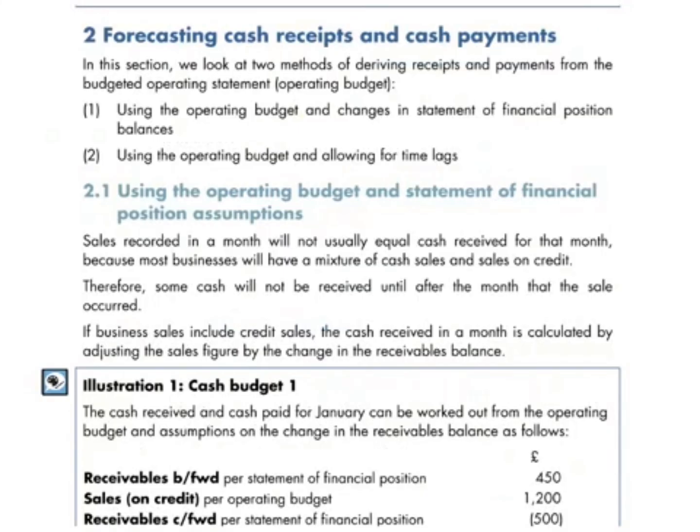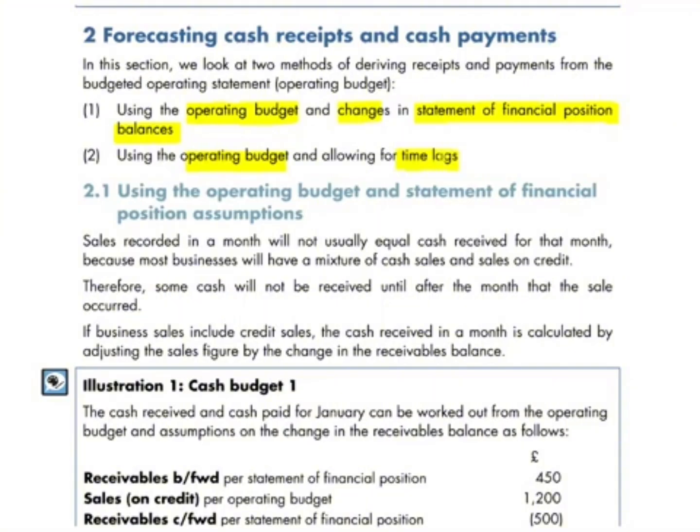The rest of the chapter is dedicated to two different approaches that we can take to pull together the cash budget. We can either use the operating budget that we've put together alongside changes in the statement of financial position balances to work out the cash effect of transaction movements and put those cash effects into our cash budget. Or we can use the operating budget and allow for time lags, such as receiving credit from suppliers and offering credit to our customers to pull together the cash budget.